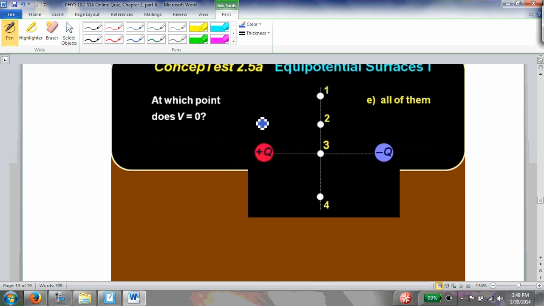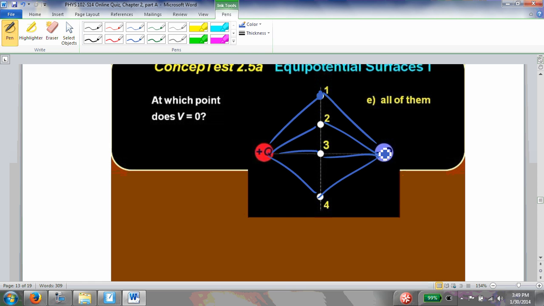At what point does V equal 0? Well, at this point, I'm equidistant from a positive and a negative charge of equal magnitude, so the potential is going to equal 0 there. But notice that's true also for these other situations, that at every point I'm equidistant from those oppositely charged charges. So the answer is E, all of them.